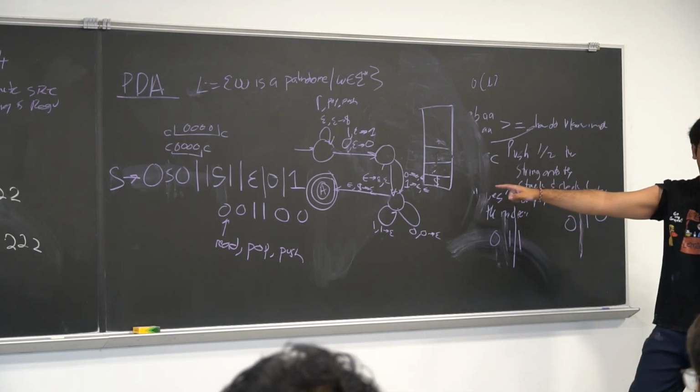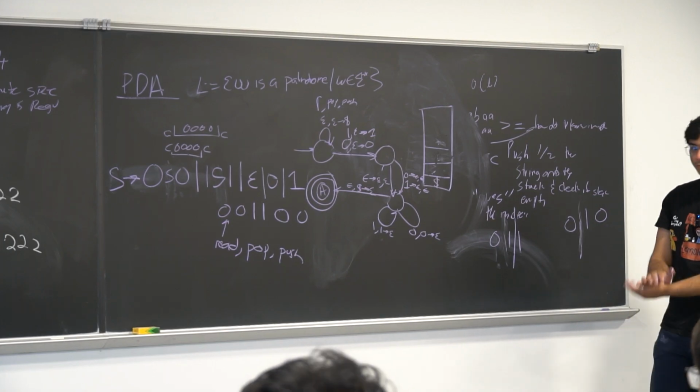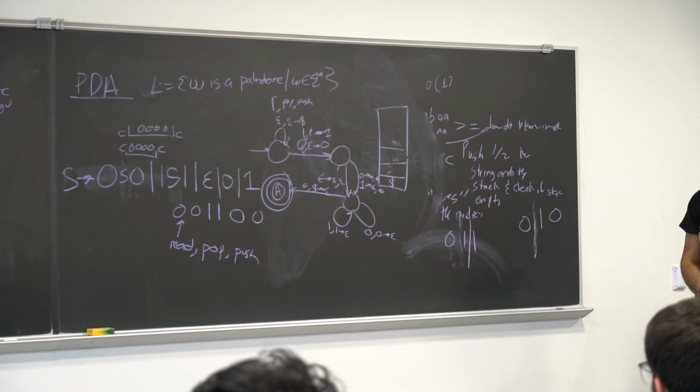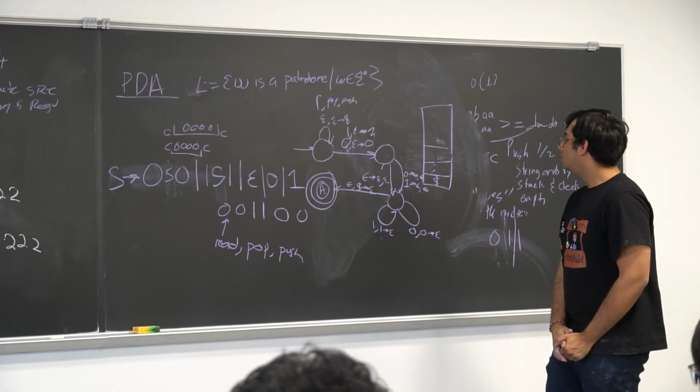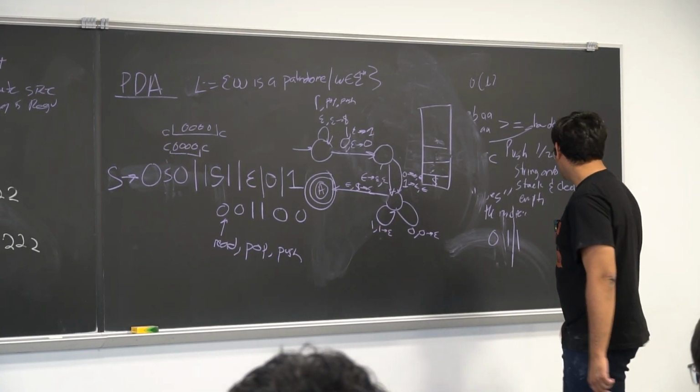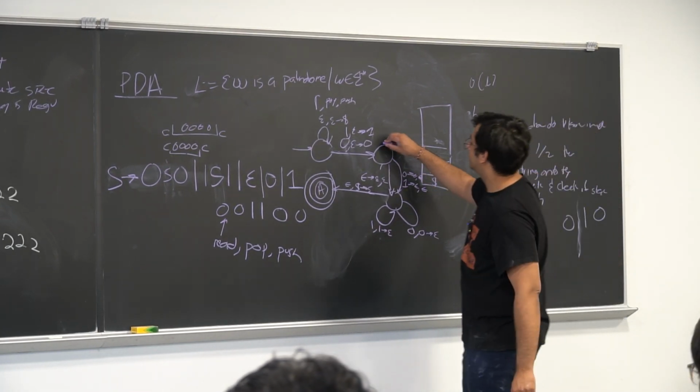Does anybody have questions about the construction of this? Sorry? Yes, I do need a self loop on the second state to push more characters.